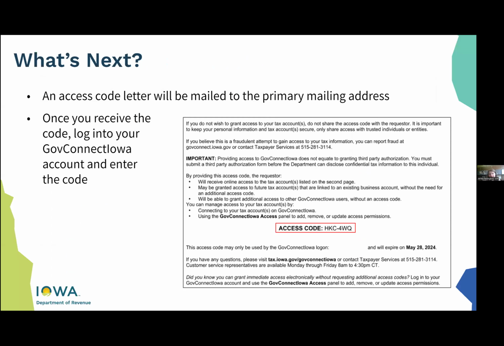And then what's next? What happens after you've completed that access request form? You'll notice that a few things will happen. One, when you log into GovConnect Iowa, you'll see that there is a new message in your Action Center. What this will tell you is where we're at in the process. Did we automatically grant you access? Are we going to send you a letter? Do we need to do something else? You will receive a notification once we've moved forward with our review, and that usually takes 1 to 2 business days.